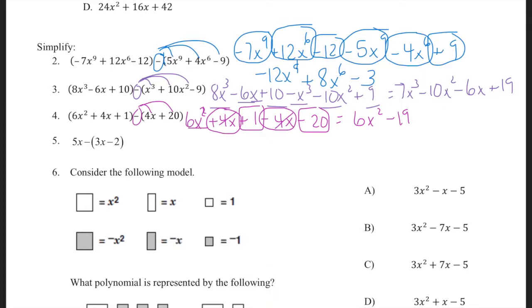And my last one, again, I have a negative, so that's going to be a 1 in the front. We're going to distribute. So this is 5x minus 3x plus 2. And 5x minus 3x is 2x. 2x plus 2 is the final answer.